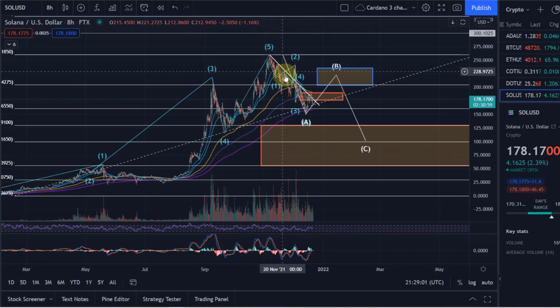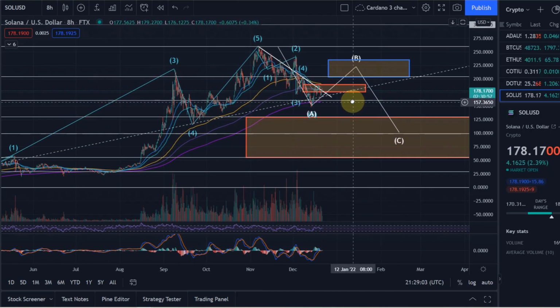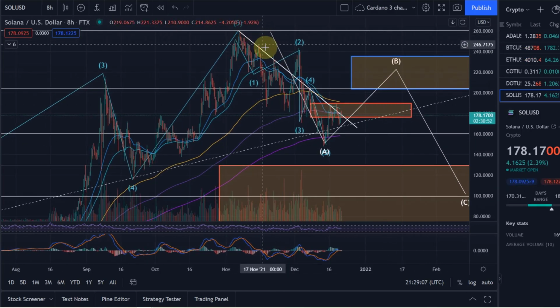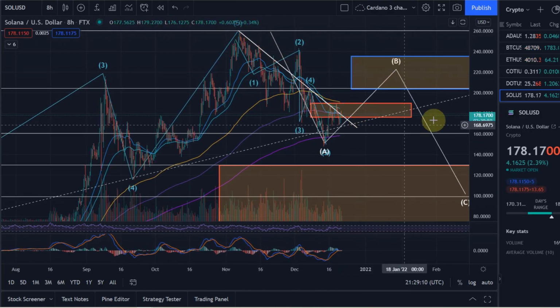Solana is currently moving in a downtrend and has not yet been able to break above this descending trend line in white that we've got coming down here. Currently trading at $178, quite volatile. You've got your ups and downs here, and there are two scenarios I want to talk about.